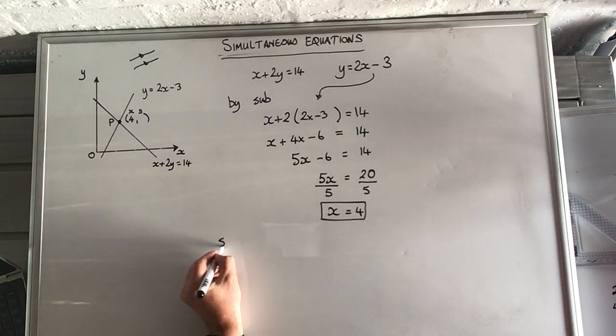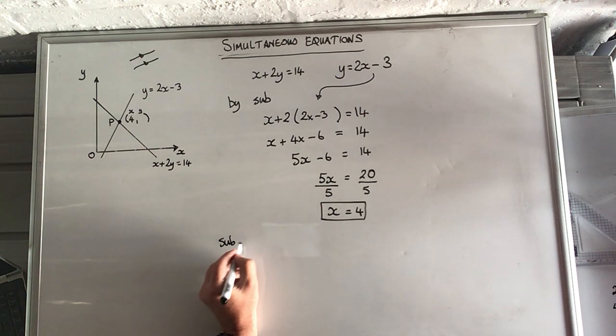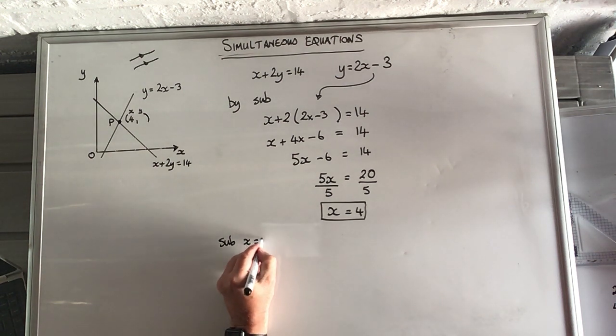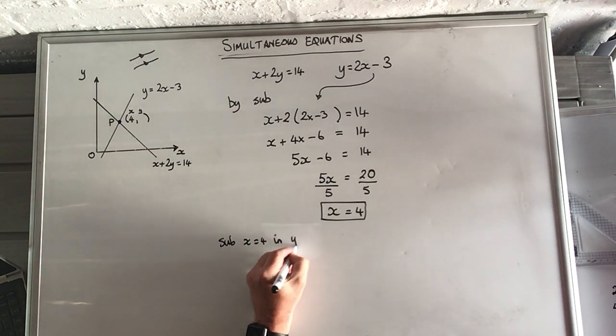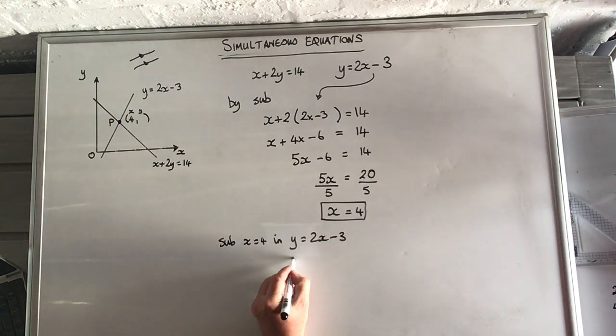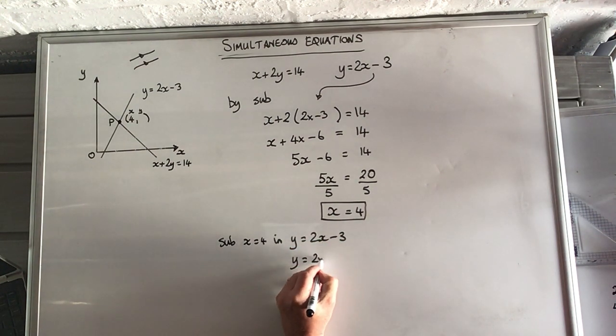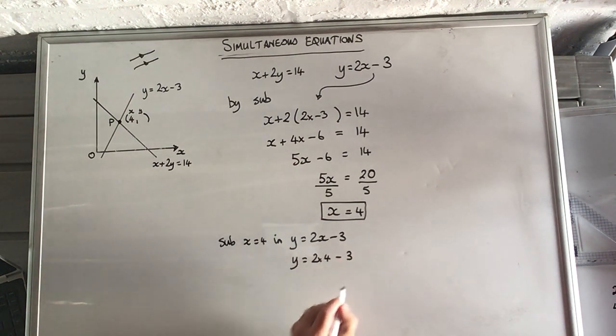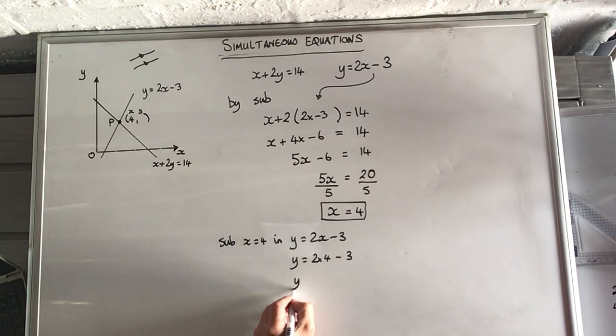So sub x equal to 4 into y equals 2x minus 3. So just substitute it in. 2 times 4 is 8 minus 3. 8 minus 3 is 5, so y is equal to 5.